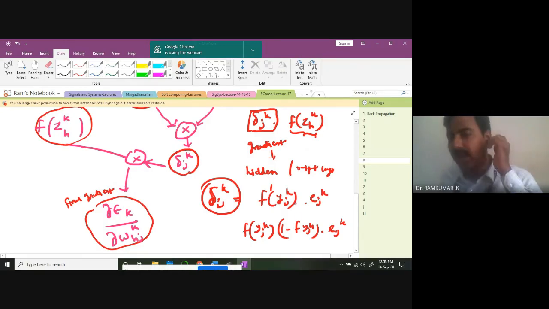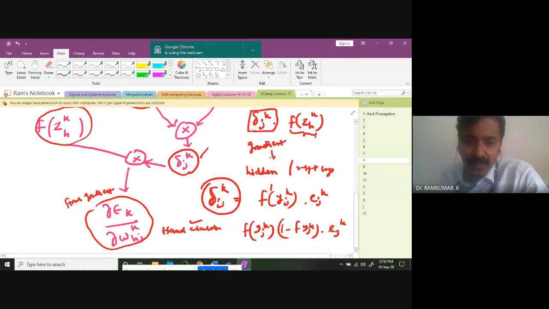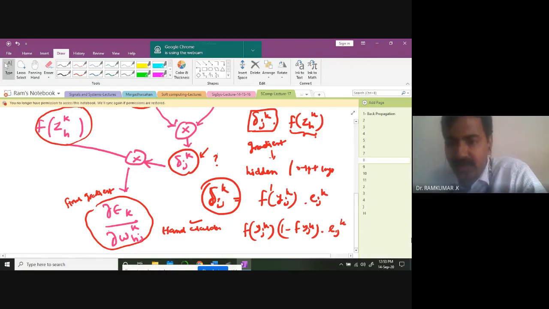Computed like this. Once you do some hand calculations of all this, you can easily understand how we are doing all this. But right now, try to think about this delta jk. What is this? Why do we need to compute this? What has happened? Think about that. So that's where we stand now.